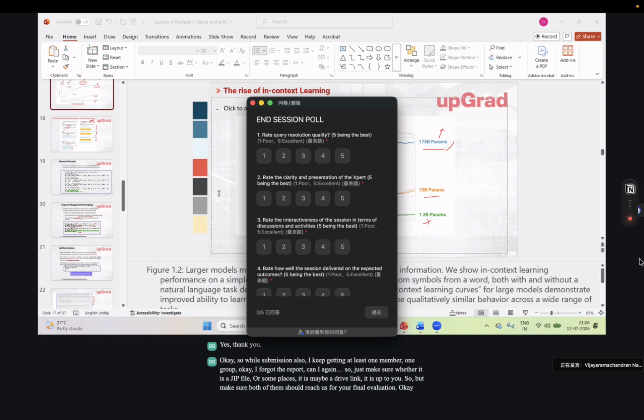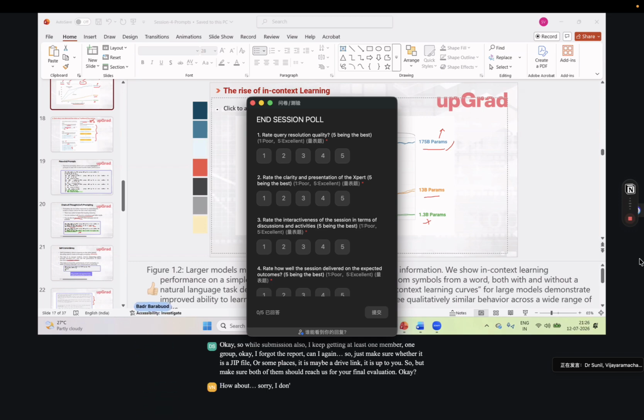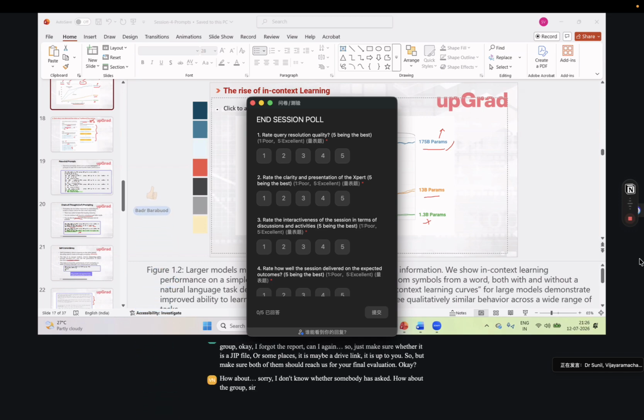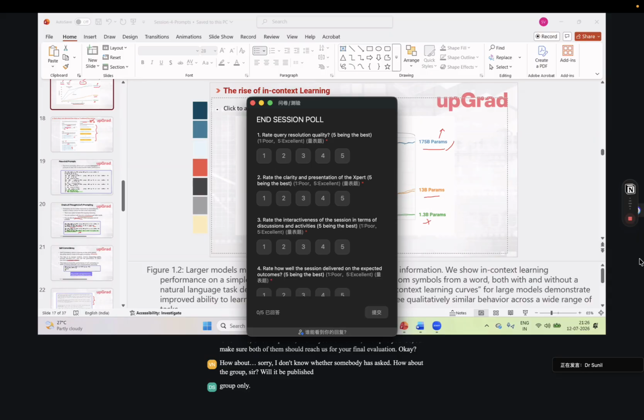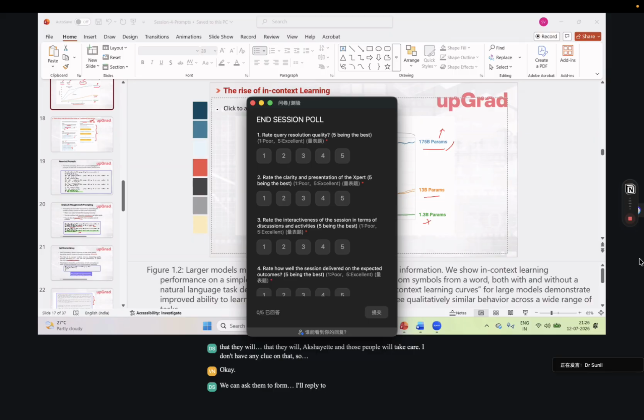Okay. Sorry, I don't know whether somebody has asked. How about the group assignment, sir? Will it be published later? Which one? Group members. Okay. Which groups participate, Akshit and those people will take care of. I don't have any clue on that. So we can ask them to form. I'll reply saying, okay, just form as soon as possible, whether it's the same groups or different groups, so that you can start work on that, right? Sure. Thanks. Then my recommendation is you don't need to wait.